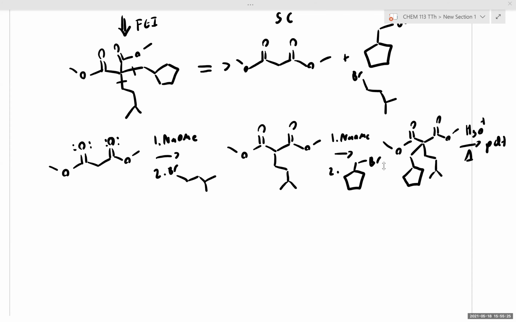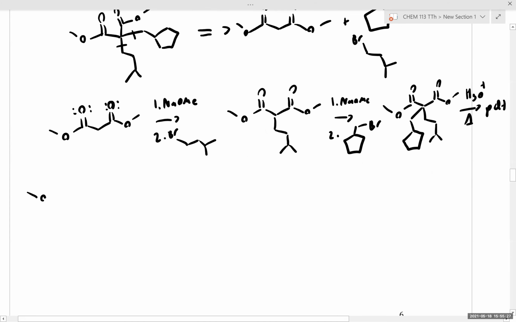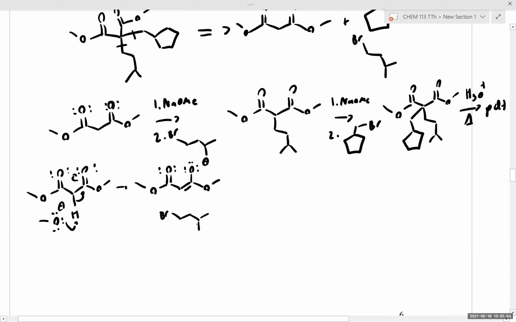So let's show the mechanism for each of these steps now. If we start with our malonic ester and we treat it with methoxide, we can deprotonate our alpha position and make an enolate. From here, this enolate can attack and displace leaving groups such as bromide via an SN2 reaction.